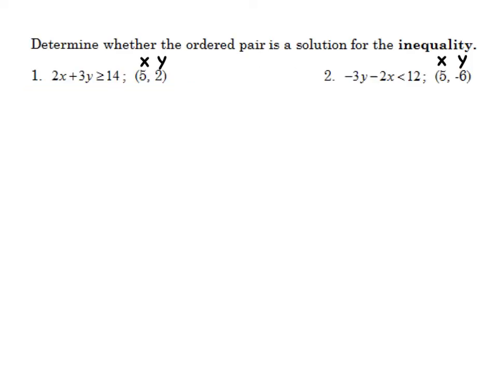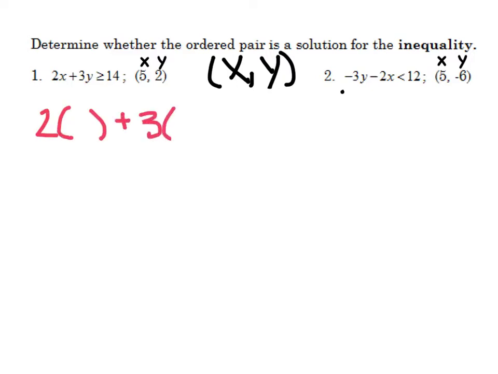So for number 1 and 2, we're going to determine whether the ordered pair is a solution for the inequality. Notice I have the ordered pair, and I already have marked what x is and what y is. We should always know x is always the first value, y is always our second value. So all I'm going to do is substitute those number values into my inequality. So 2 times x plus 3 times y is greater than or equal to 14.